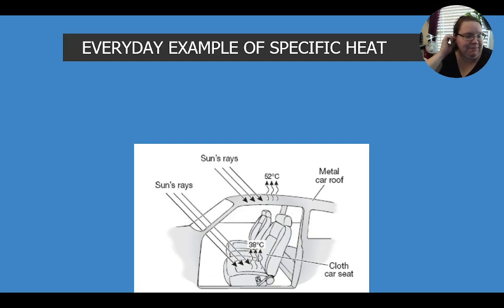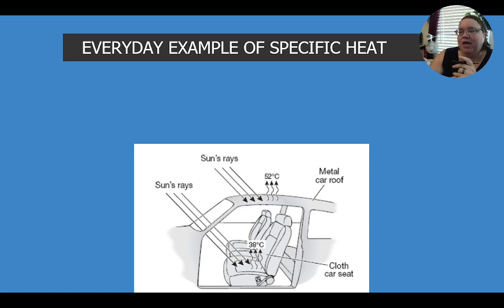So everyday example of specific heat, I'm sure especially in the summertime here in Georgia, you've had this happen where you'll go outside and you go to get in the car and you accidentally touch the seatbelt buckle. Well, that seatbelt buckle is made out of metal. Metals are really, really good conductors. That buckle is going to be extremely hot, probably well above 100 degrees Fahrenheit. My illustration here is saying 52 degrees Celsius.